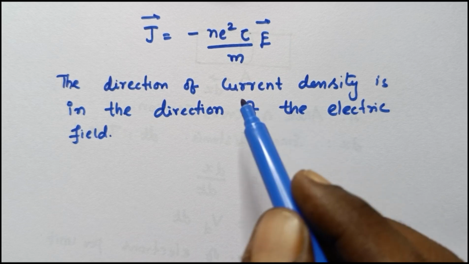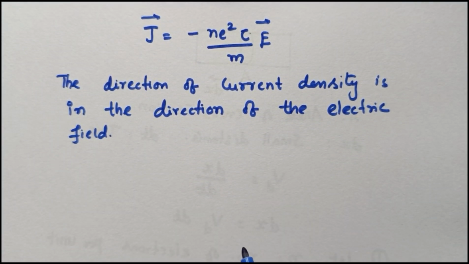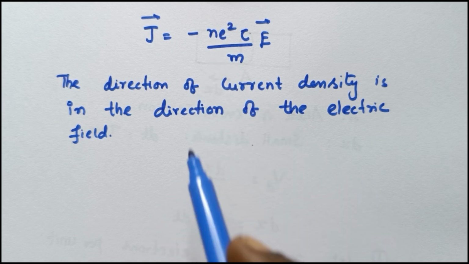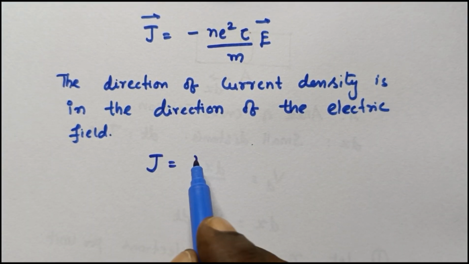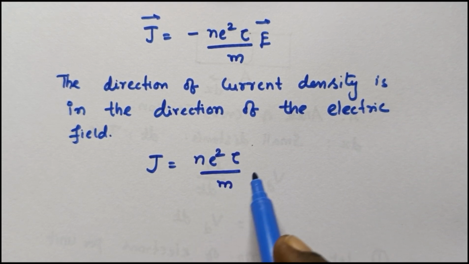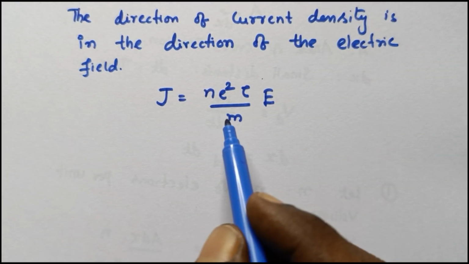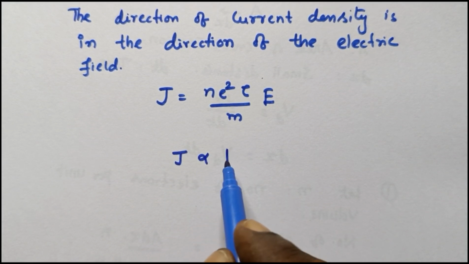Whether we say direction of current density or direction of current, both are in the same direction. Therefore we can neglect the negative sign. We can drop the negative sign. J is equal to n e square tau by m into E. So from this we can say that J is proportional to E.